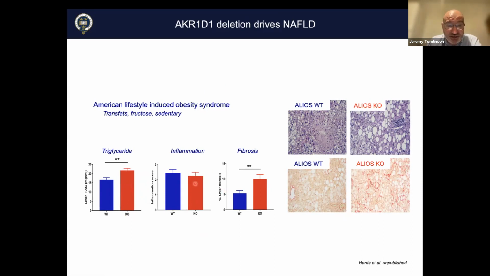Interestingly, we didn't see a change in inflammation, but we did see more fibrosis. You can see that here on the histology with this Picrosirius red staining, showing the increased fibrosis, and here on the H&E staining, the white lipid globules, suggesting that these animals, when you stress them with an ALIOS diet, do get more advanced liver disease.